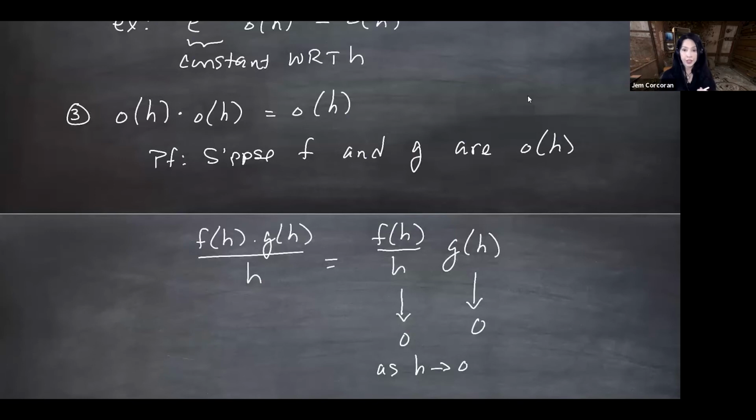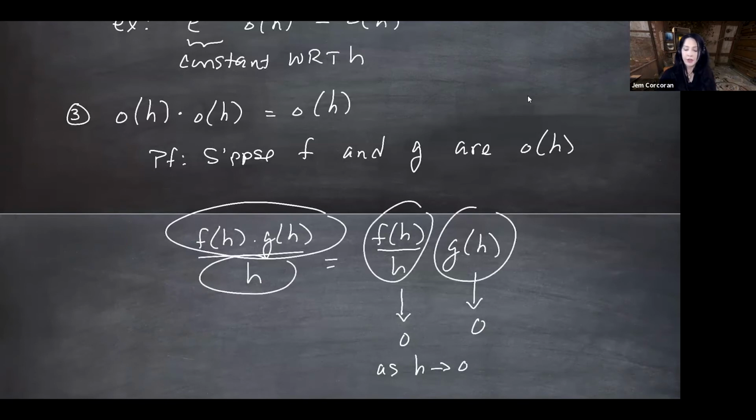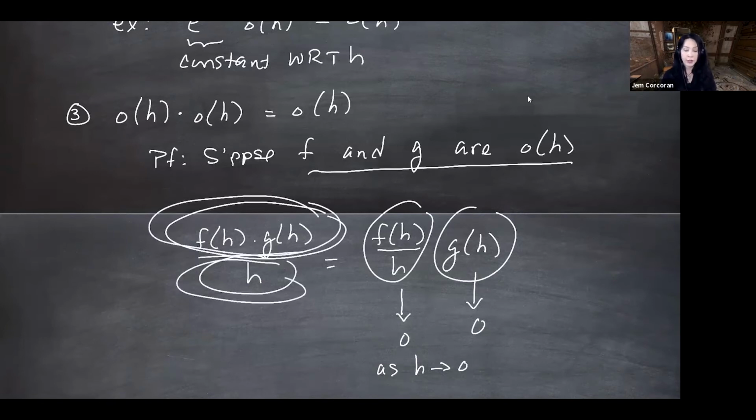Any little o of h function is going to 0. It's just, is it going fast enough? Is it going faster than a denominator of h? So here I took the product. I took the product divided by h. I rewrote it, and I noted that by definition, because f and g are little o of h, this product divided by h goes to 0.